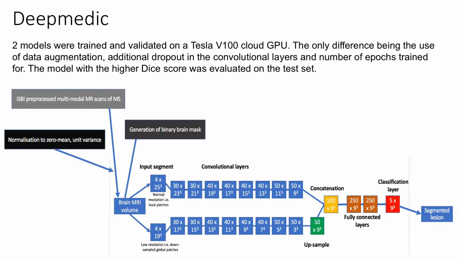Below is a schematic pipeline representation of Deepmedic. 2 models were trained and validated on a Tesla V100 cloud GPU, the only difference being the use of data augmentation and additional dropout in the convolutional layers. It is believed that these overcome overfitting, a common phenomenon seen in CNNs. The model with the higher dice score was then evaluated on the test set.